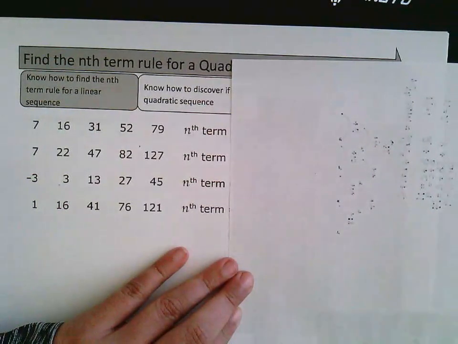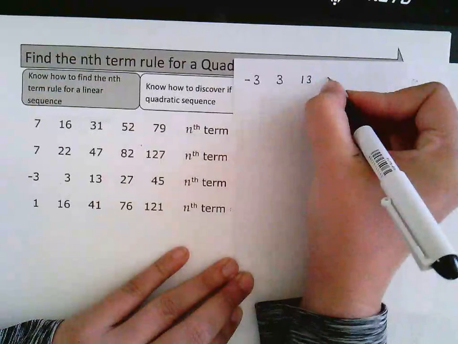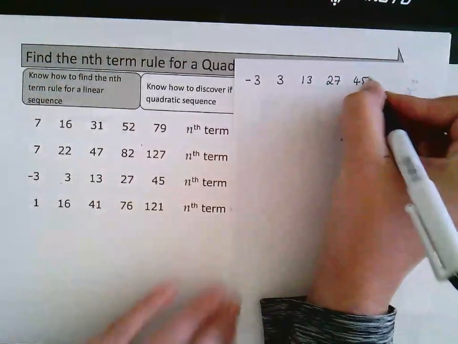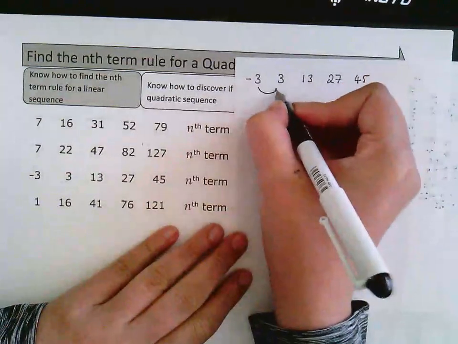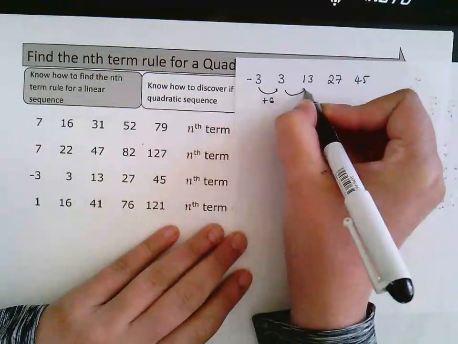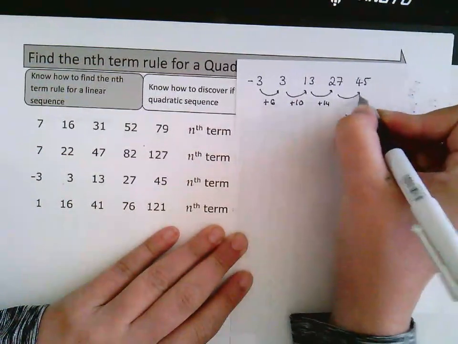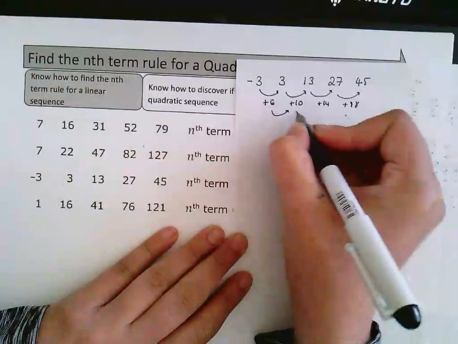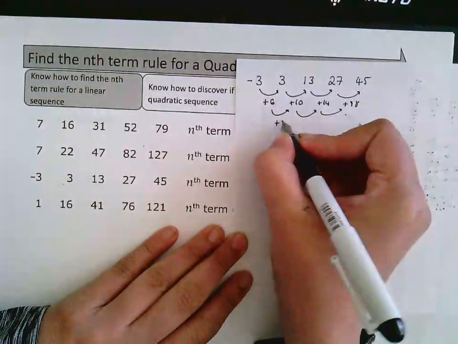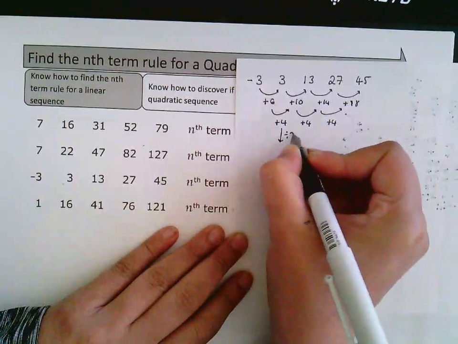The third one: minus 3, 3, 13, 27, 45. This one goes up by 6, and then by 10, 14, and 18. We look at the second difference. This gets divided by 2.